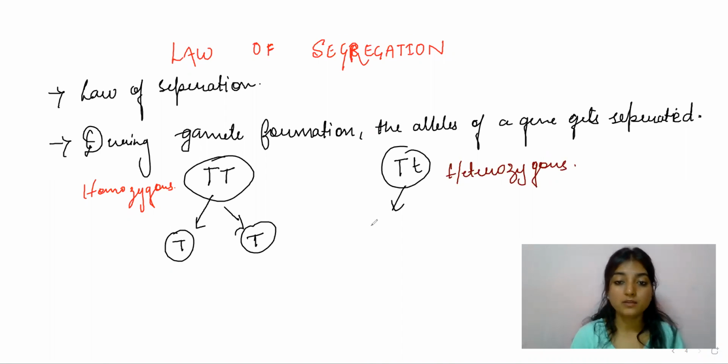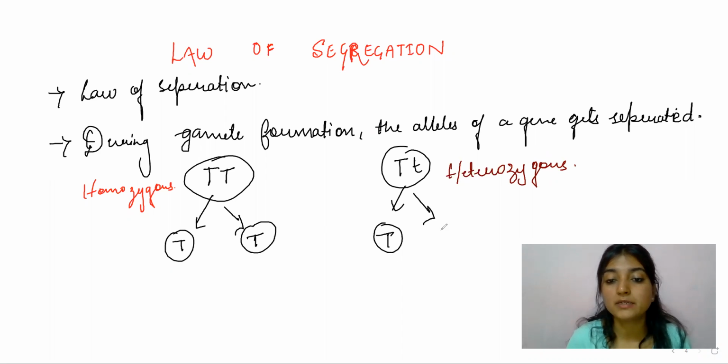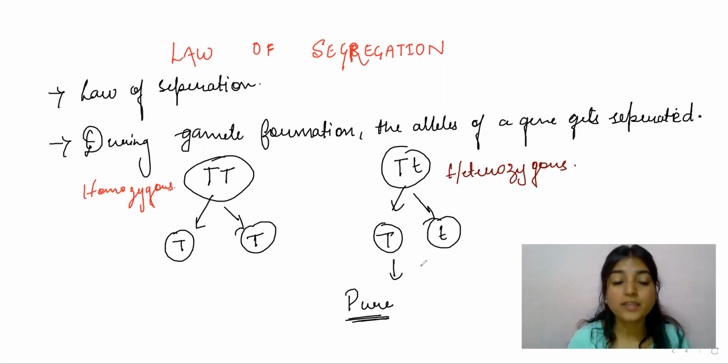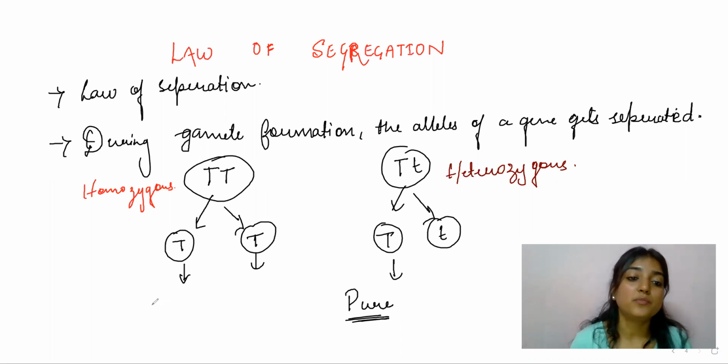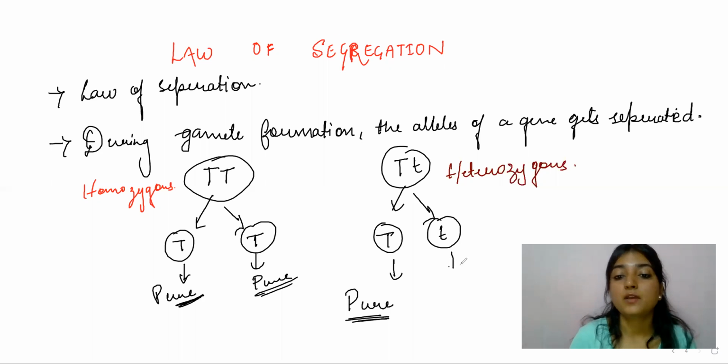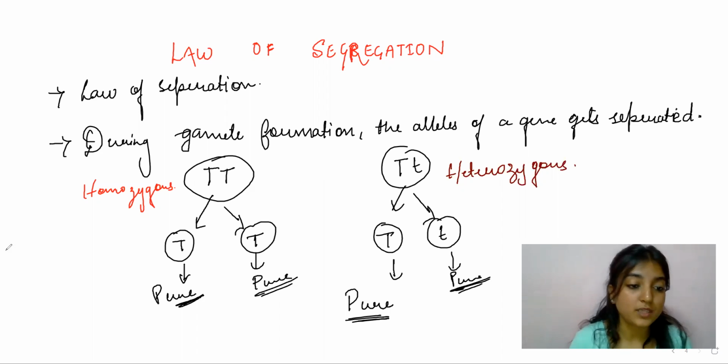Heterozygous. Fine. Now, again the gametes which are produced here are capital T and small t. Here, this gamete is pure for the particular allele. Now you can say all the gametes which are produced are pure for the particular allele. That's what this law wants to say.